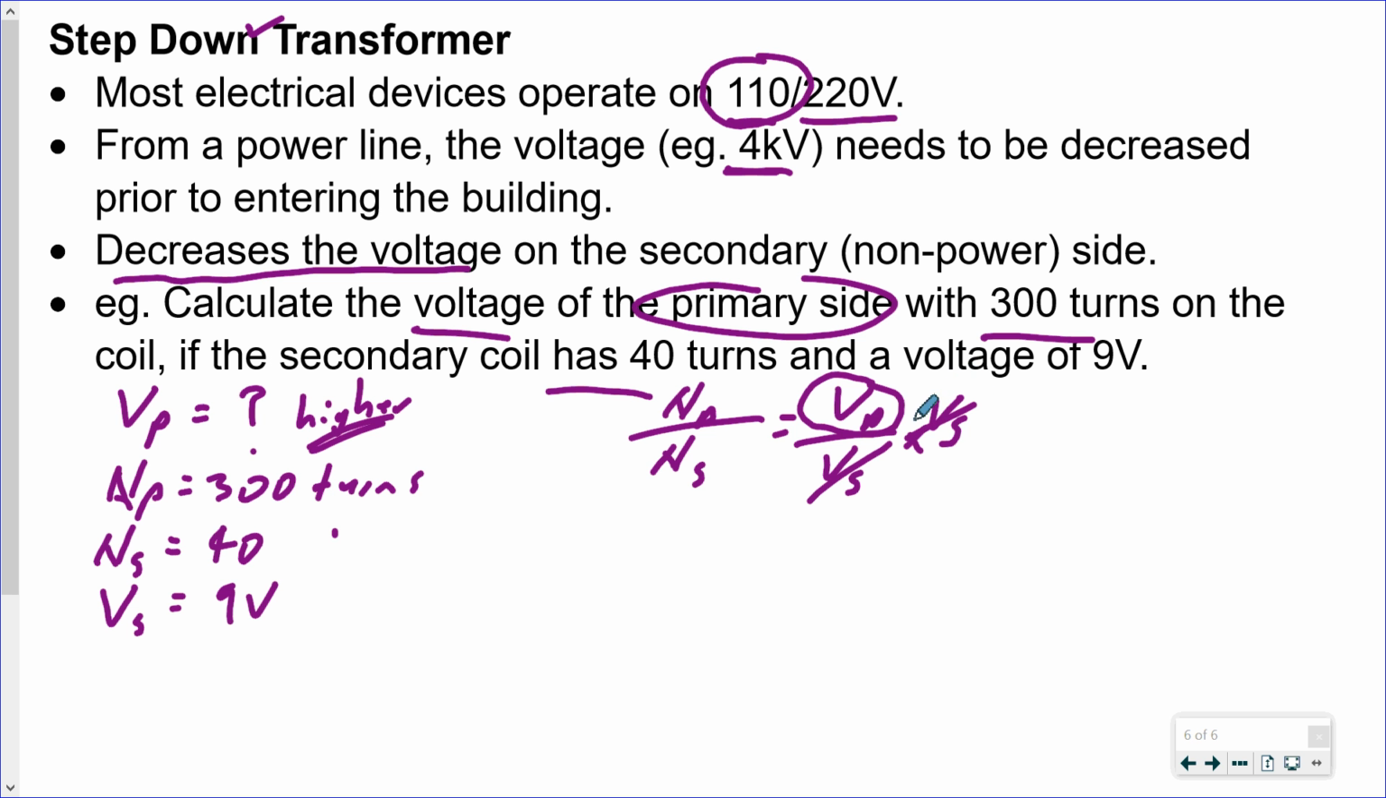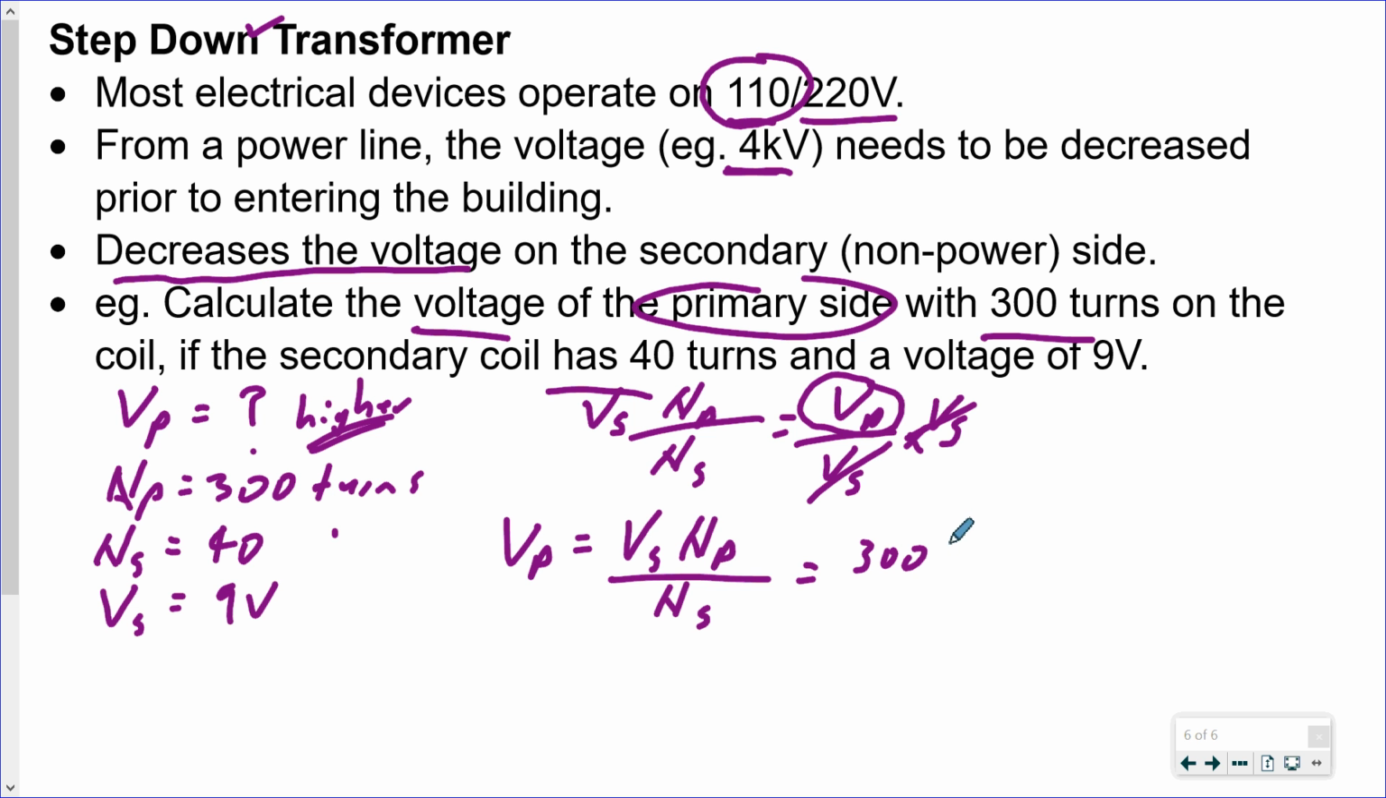The rule is whatever you do on one side, you need to do to the other side of the equal sign. So if I multiply by VS on the right-hand side, I need to multiply by VS on the left-hand side. So tidying that all up, what am I solving for? Voltage on the primary side. It is equal to the voltage on the secondary side times the number of turns on the primary side divided by the number of turns on the secondary side.